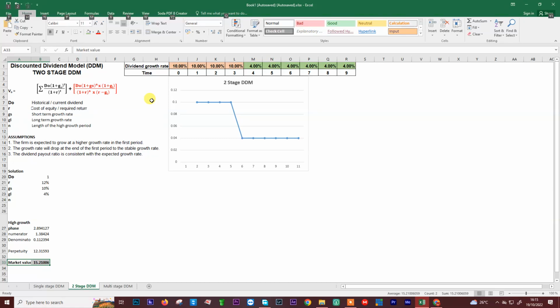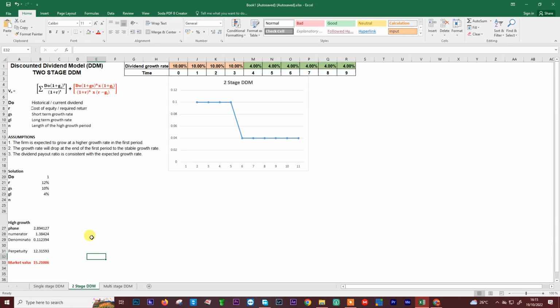So Alt H F C. Which color would we prefer? Should we prefer to put it, maybe say red? Let's put it red as our intrinsic value. And we press enter. That's it. So that's the market value, ladies and gentlemen, using the two-stage DDM.